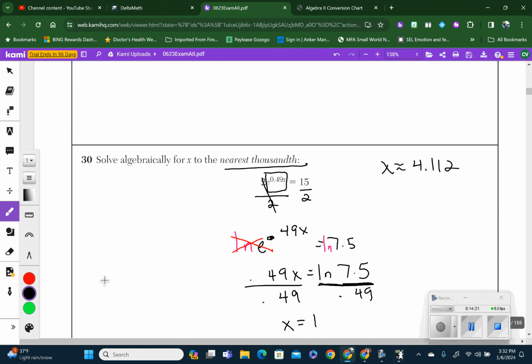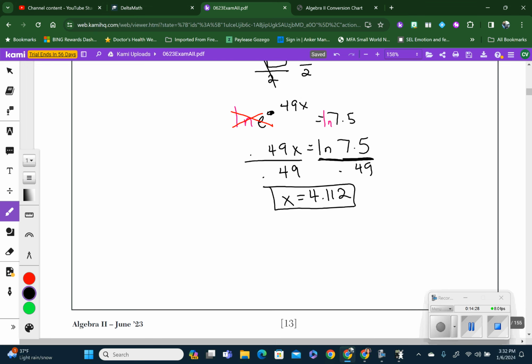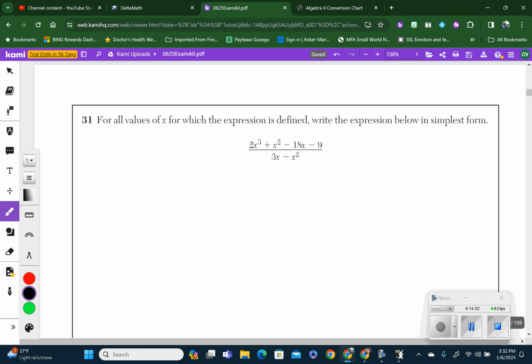So x is about 4.112. That is my answer for this question. Okay. If you want to put the little about symbol, squiggly line, feel free. All right. So it's defined, write the expression in simplest form.